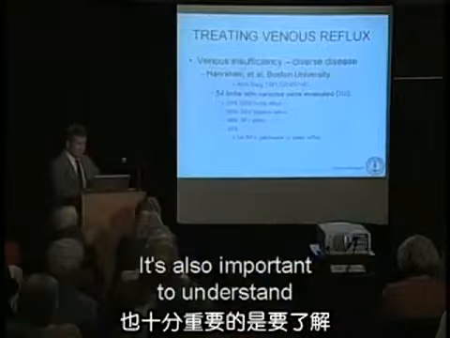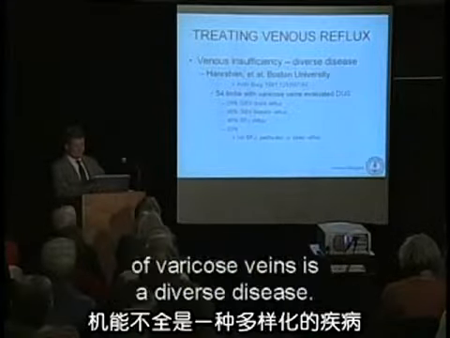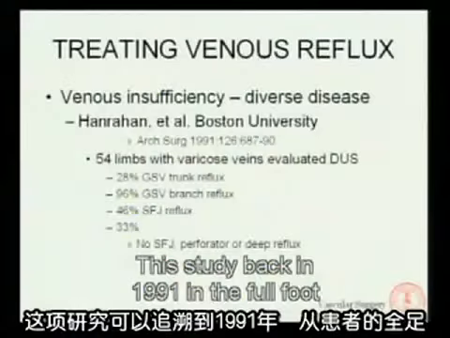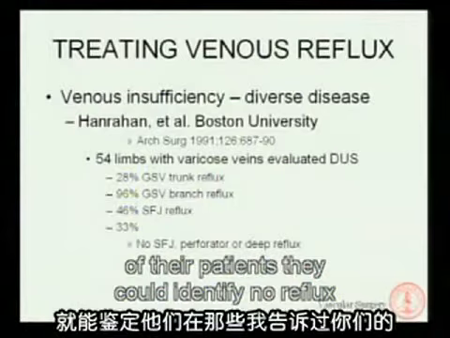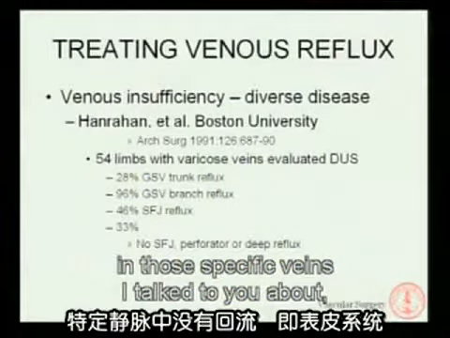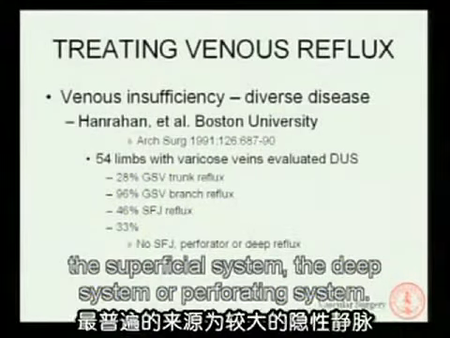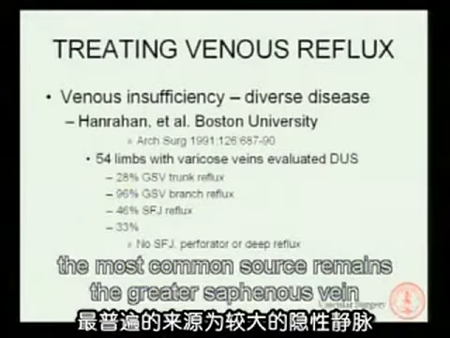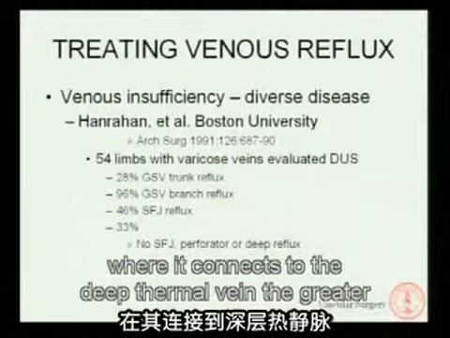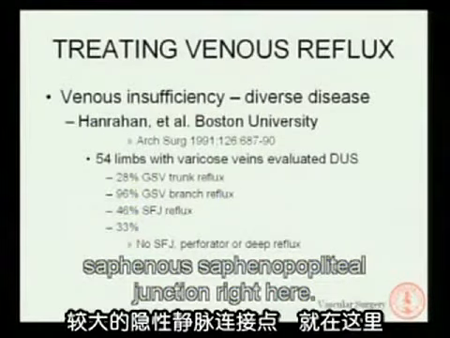It's also important to understand that venous insufficiency or varicose veins is a diverse disease. Now, this study back in 1991, in a full third of their patients, they could identify no reflux in those specific veins I talked to you about, the superficial system, the deep system, or a perforating system. The most common source, though, remains the greater saphenous vein, where it connects to the deep femoral vein, the greater saphenofemoral junction right here.